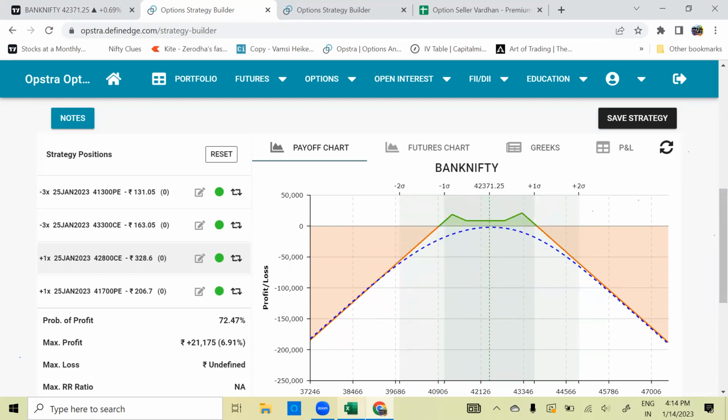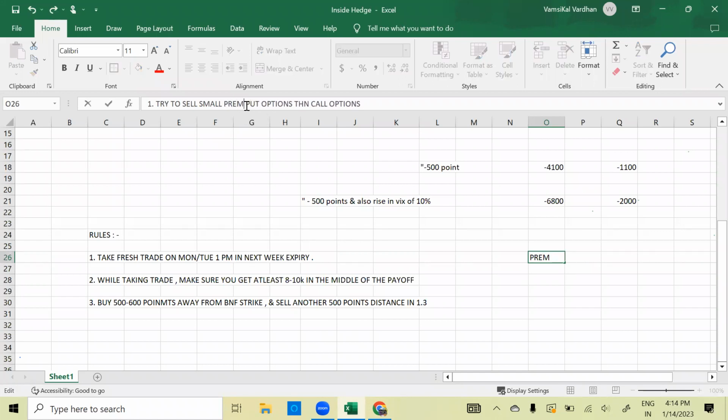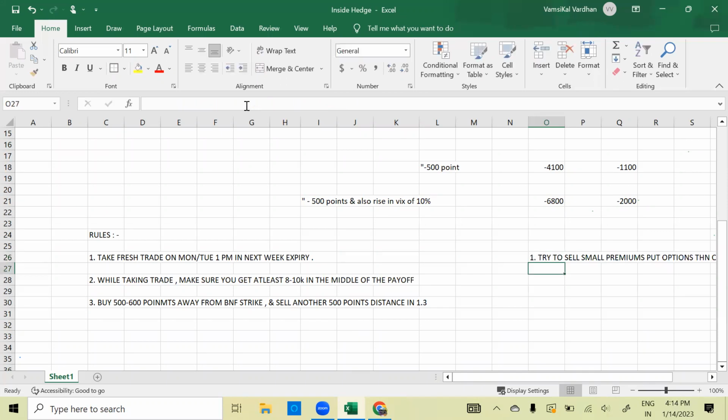So our basic agenda is to construct the trade on Monday or Tuesday in next week's options. That is the first thing. How to construct the trade: first we will buy 500 or 600 points away. And please remember this point: try to remember small premium put option, then call option, because we never know when the put option will spike. That is why we always try to sell a little higher value call option and a little lower value put option. That is one point.